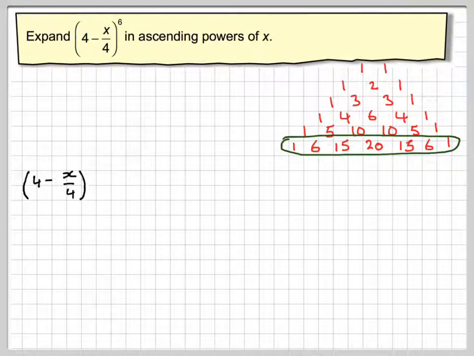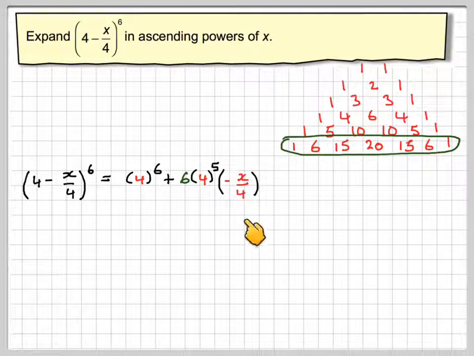So we're going to expand (4 - x/4)^6. So it's 1 times the first number, which is 4^6. We don't have (-x/4)^0 because that's just 1, so we don't bother with it. Then we take the next number, which is 6, times 4^5, times (-x/4)^1.